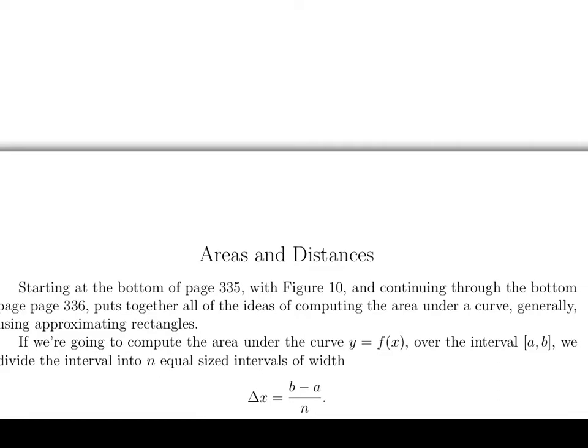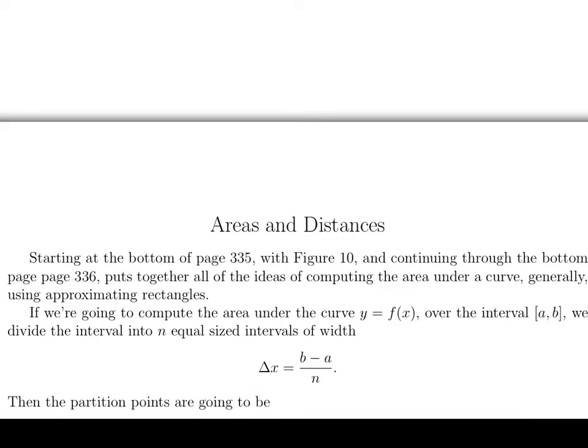So just to hit some of the highlights, if we're going to compute the area under the curve y equals f of x over the interval a to b, we divide the interval into n equal size subintervals of width delta x equals b minus a over n. So the length of the whole interval is b minus a, and we're chopping that up in n pieces, and so that's how we get b minus a over n. So we call that delta x.